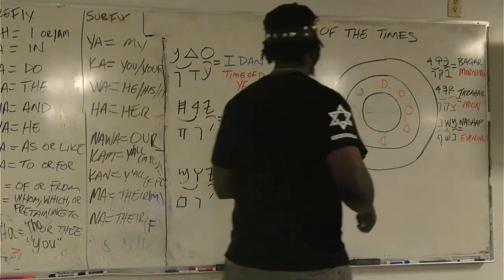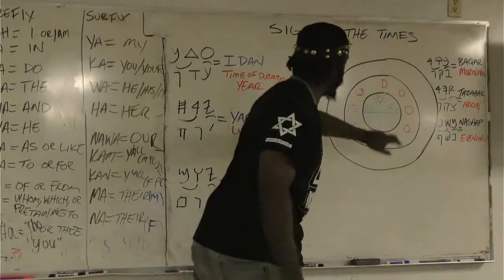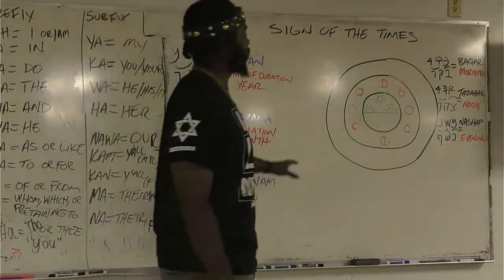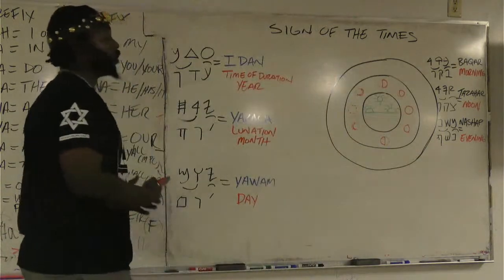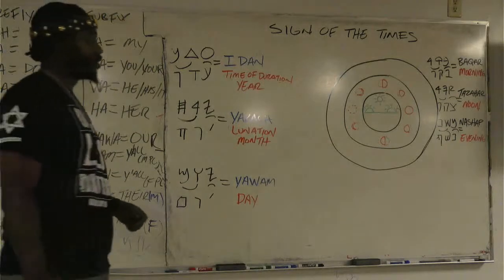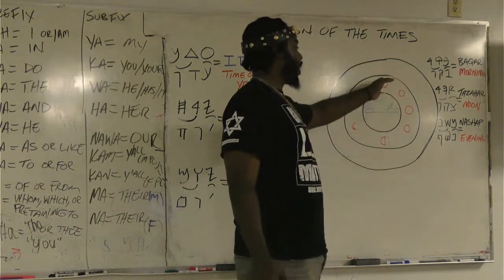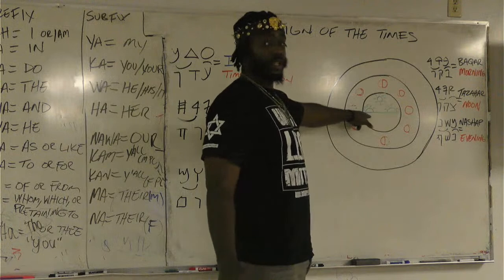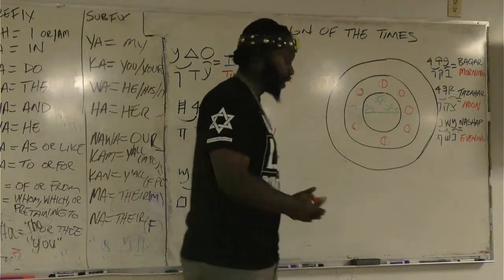All right. So next, since we already dealt with Yawam, we're going to deal with Yarak, which is the lunation, the lunar cycle. So this is not your normal clock where it's 12, 1, 2, 3, 4. Morning is here. The beginning of the month is a new moon.